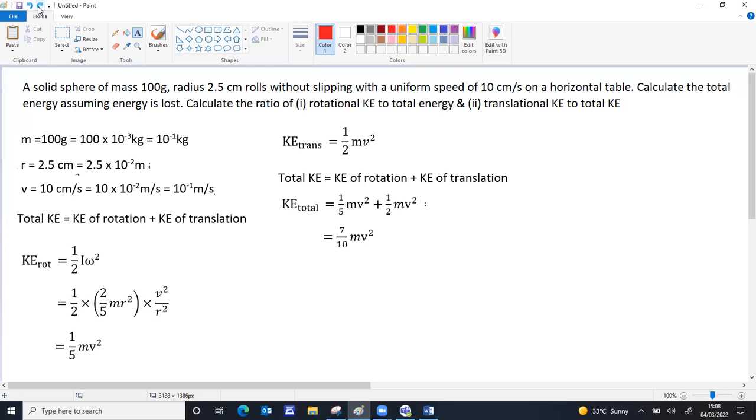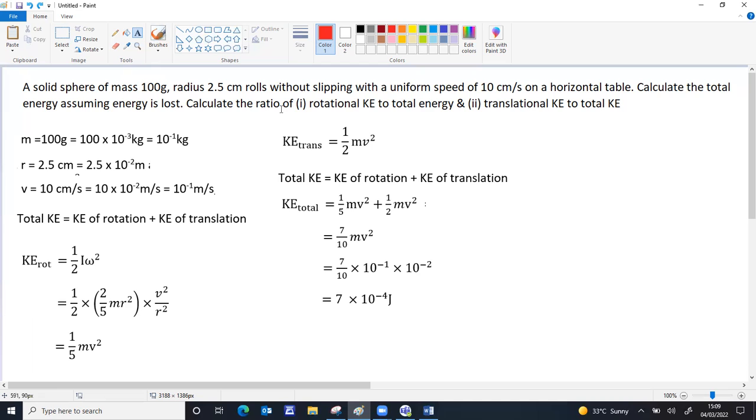Now we just have to substitute the value of mass and velocity to calculate the result. So 7 by 10, mass is 10 raised to minus 1 kilogram, then velocity is 10 raised to minus 1, but squared, so 10 raised to minus 2. You calculate that: 7, then 10 raised to minus 1, minus 2, and one more 10 from the denominator will make it 10 raised to minus 4 joules. So that's the total energy, assuming no energy is lost.